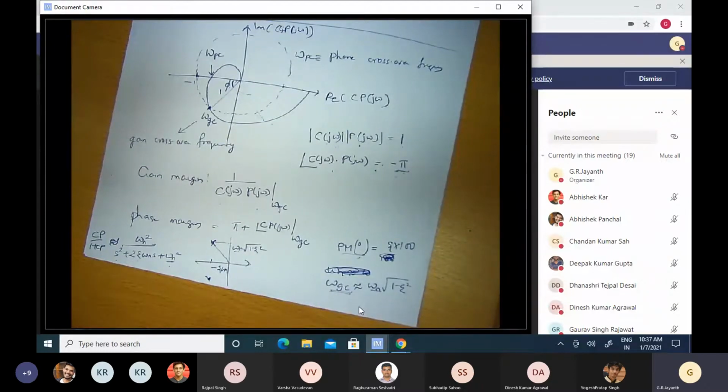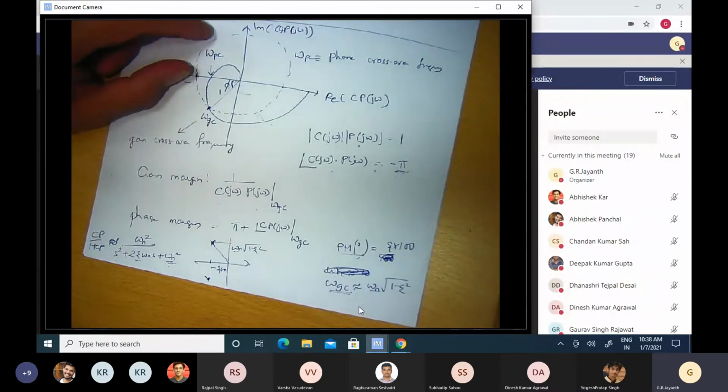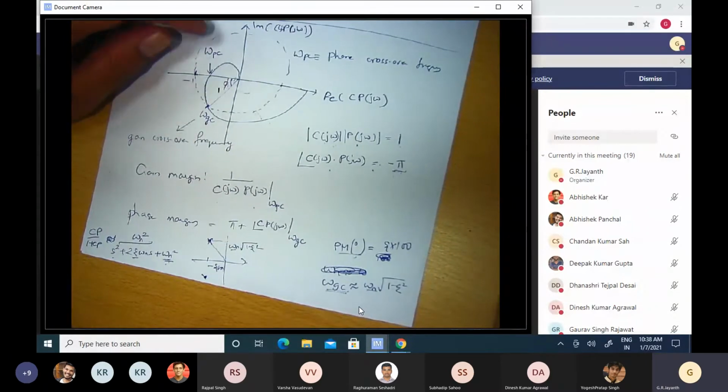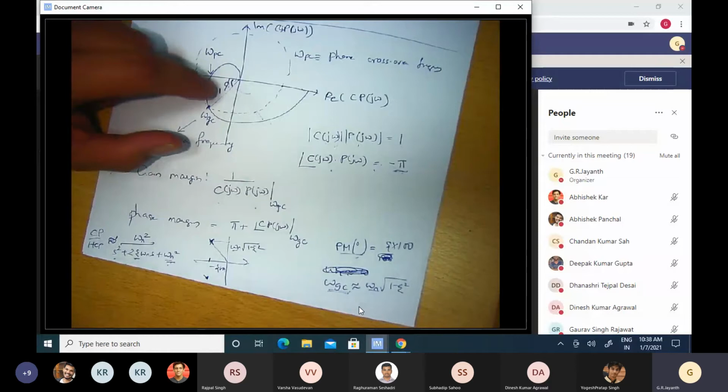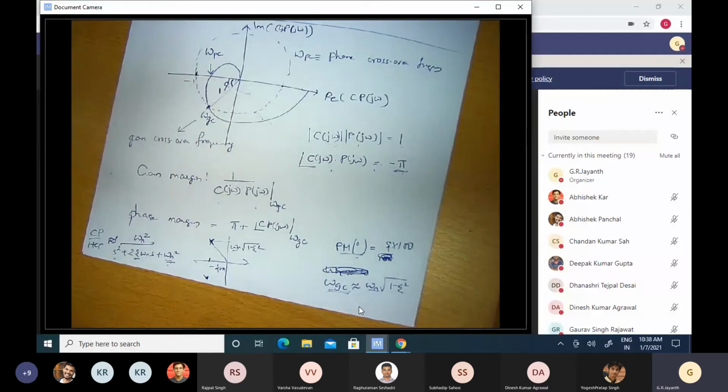Now, is there any connection between the closed loop system's parameters, namely zeta and omega n, the natural frequency and the damping factor of the closed loop system, and the open loop system's attributes, such as the phase margin or the phase crossover frequency or the gain crossover frequency or the gain margin? Is there any connection between the two? So that by looking at the open loop system's attributes, I can roughly predict what the closed loop system's attributes are going to be. That is the question. It turns out that there is such a connection.